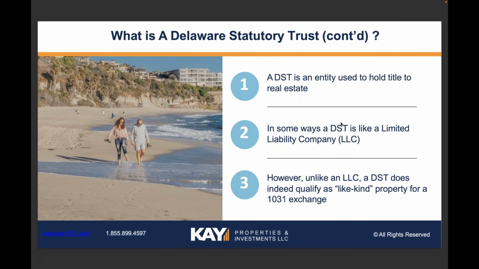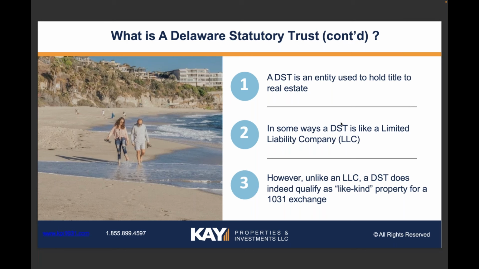So again, what is a Delaware Statutory Trust? The DST, it's an entity that's used to hold title to real estate. In some ways, the DST is like an LLC or a limited liability company. It's just an entity used to hold title to that real estate. Many of you own your properties in a family living trust, in an LLC. You might have a partnership with some partners, and that's how you hold title to your property. The DST is the same thing. It's an entity used to hold title.